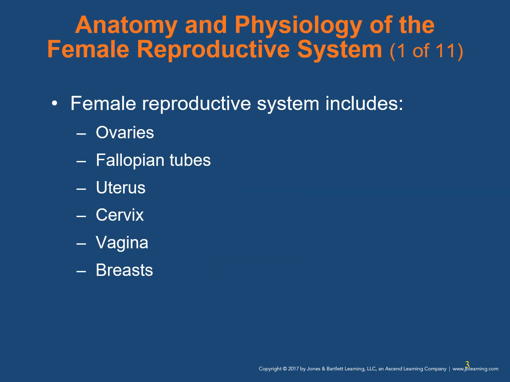Anatomy and physiology of the female reproductive system. The female reproductive system includes ovaries, fallopian tubes, uterus, cervix, vagina, and breasts.